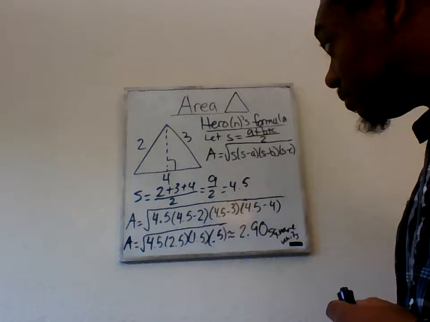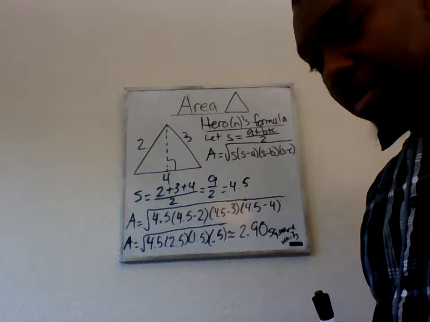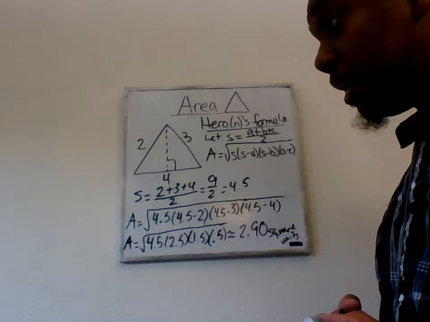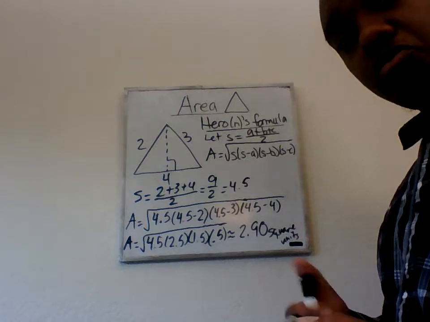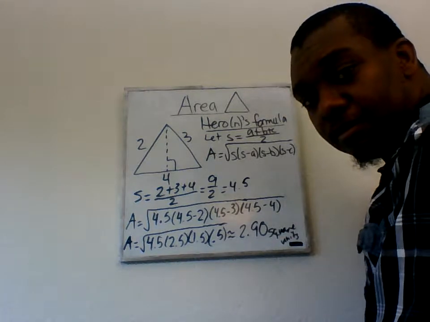All right. So that's Hero's formula. Let's do one more example with it so that we feel confident. And we'll do it this time with an obtuse triangle, shall we? So you can pause.